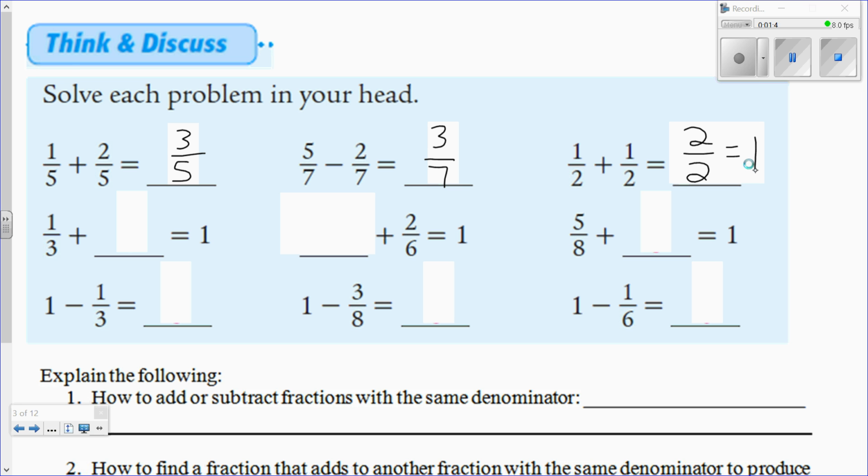1/3 plus what equals 1? We know that the 1 has to be 3/3. That equals 1. So how many 3's do I have to add to 1? 2/3.